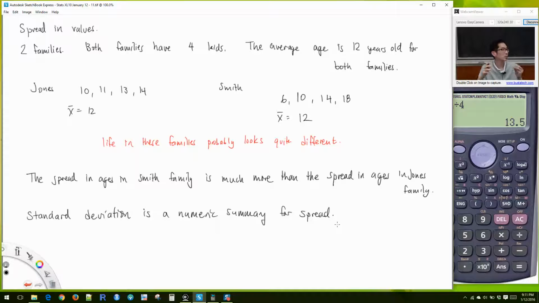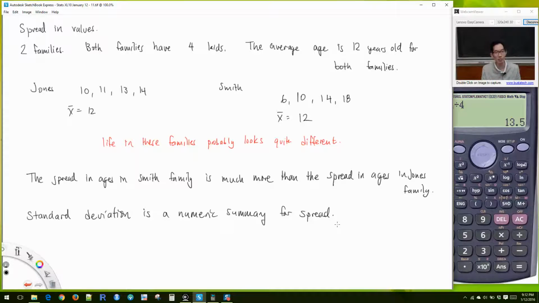Okay, and it captures the idea of whether the ages, or the values, are quite spread out, or are they all quite close to each other? So, the Smith family, maybe they were very methodical in their planning of children, and they spaced them out 4 years apart. And so what happens is the oldest kid is getting ready to go to college while the youngest is just entering first grade. So you've got this wide range of spread in ages.